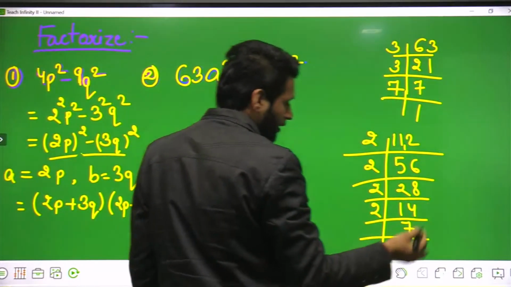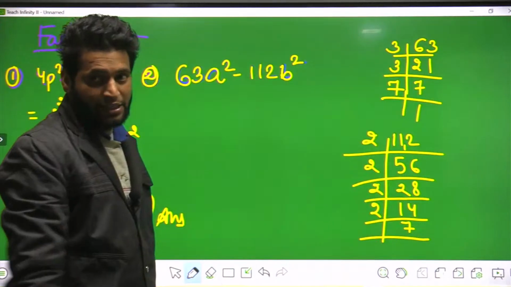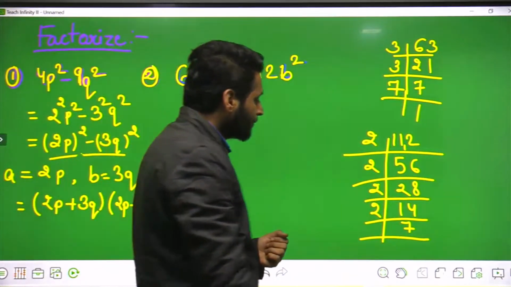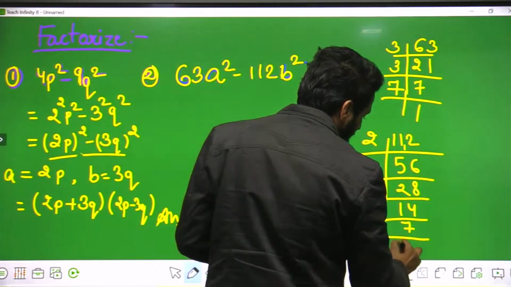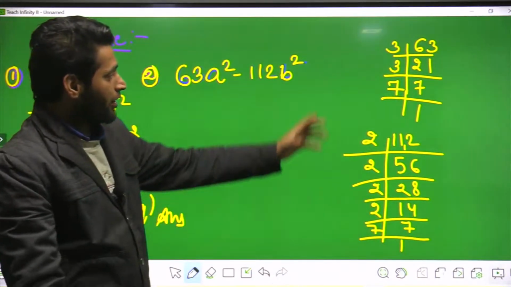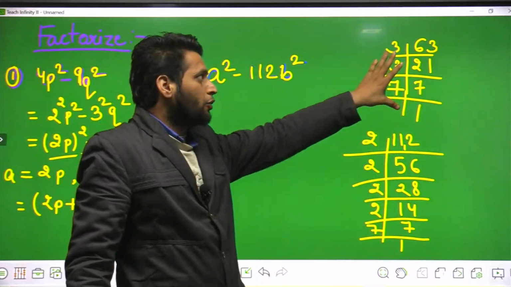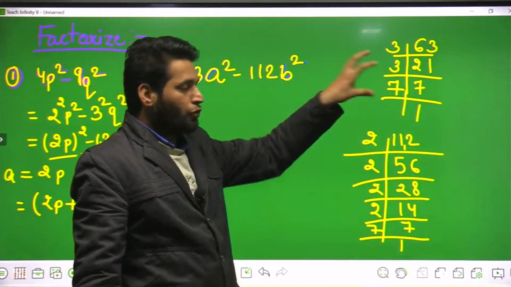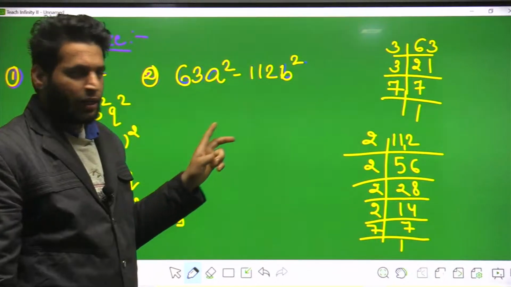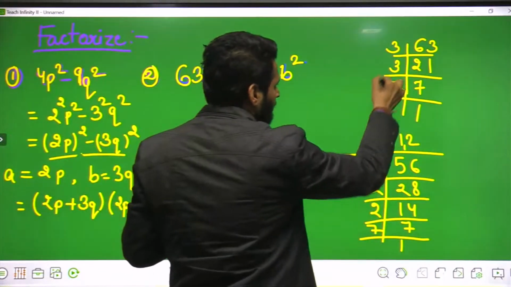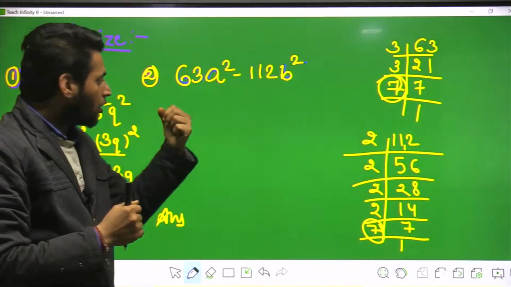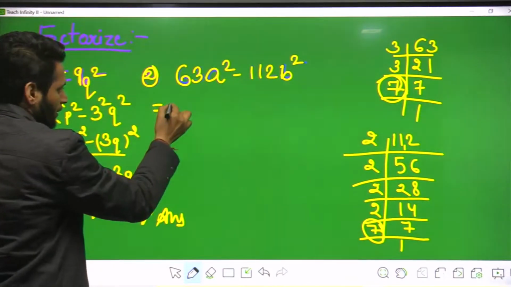7. Then again we get 7. 7 is a prime number, that's why it is divisible by itself only. So we can write 7 here. In these two expressions, we can observe that one factor is the same, coming in both: 7. So we can take 7 as common outside in these two expressions.